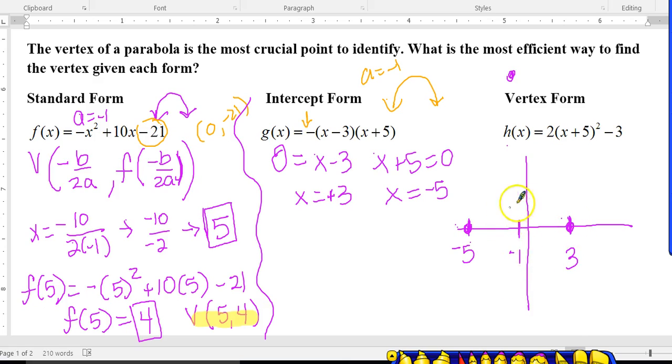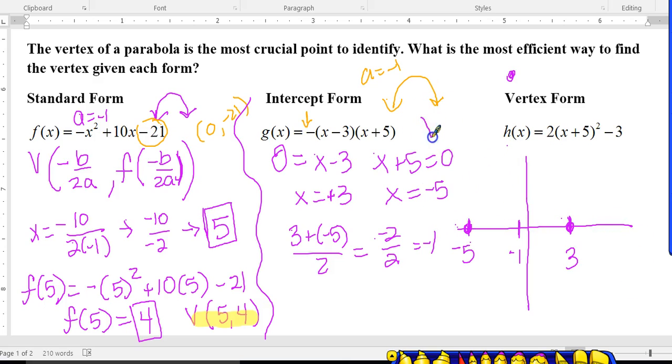Now here's how I know my vertex is going to cross x at -1. What I'm going to do is add the 2 points and find their midpoint, because the vertex has to be dead center between your zeros. So you know what that gives me? -2 over 2, which is -1. So that's part of my vertex.